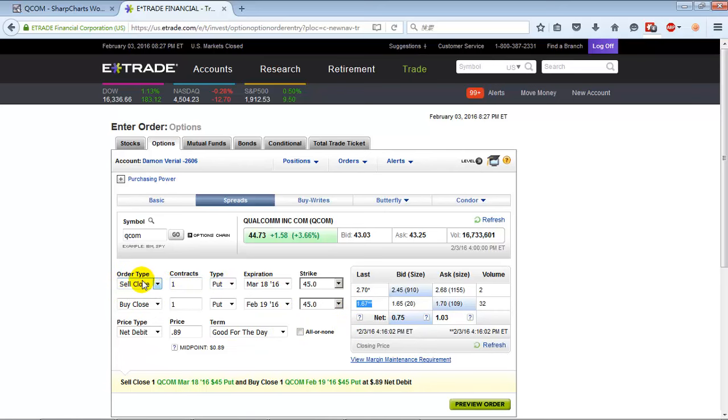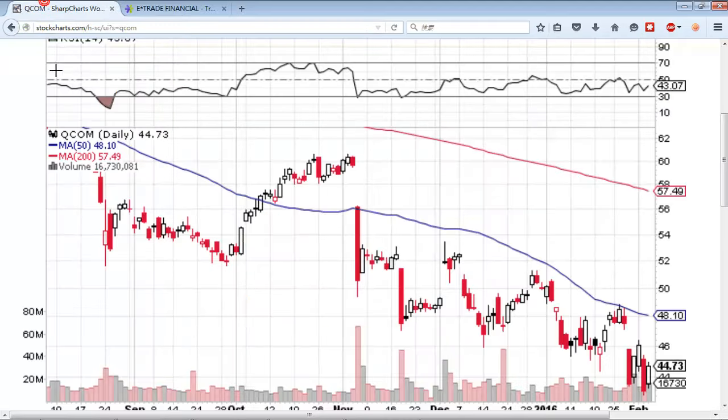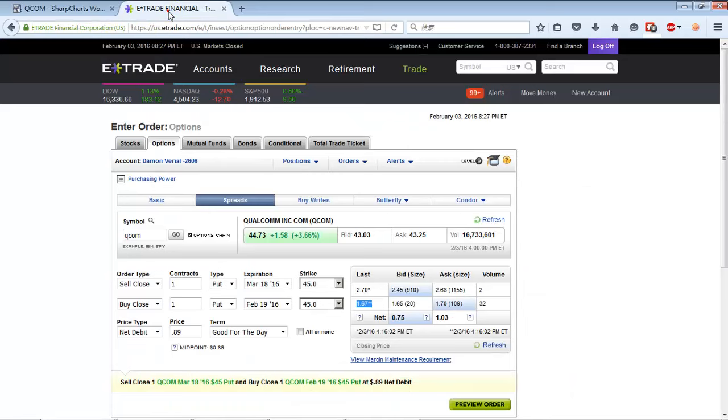Now, the only situation that you would want to do that in, where you just don't do anything, is if you're pretty sure that QCOM could continue downward. If that's the case, this option will go up in price. But now you've switched your strategy to a pure put option. Generally, what you want to do is simply wait until February 19th and then do this exact thing you're looking at right now. Sell to close, buy to close, and you'll come out with a profit.